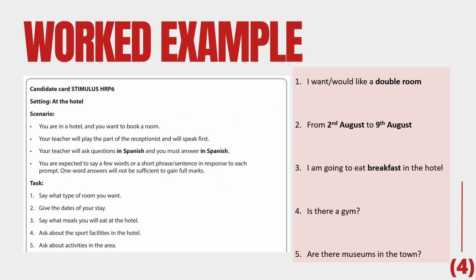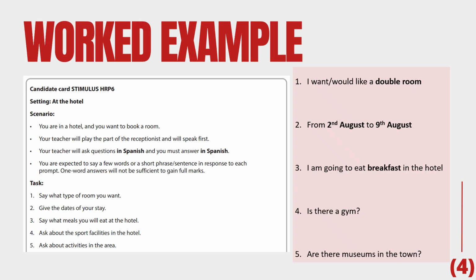Right, so a worked example then. So this is one from at the hotel. So you're in a hotel, you want to book a room, your teacher plays part of the receptionist and will speak first. And these are 5 tasks. So I've given you the English translation of what I would say, or what you could say in this scenario to get full marks, okay?